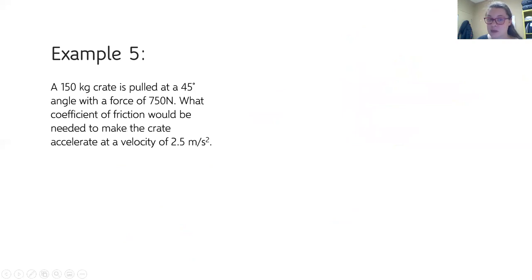So our last example is going to be similar to the last one. It won't take us too long to calculate. I think this one might be a little easier to calculate.